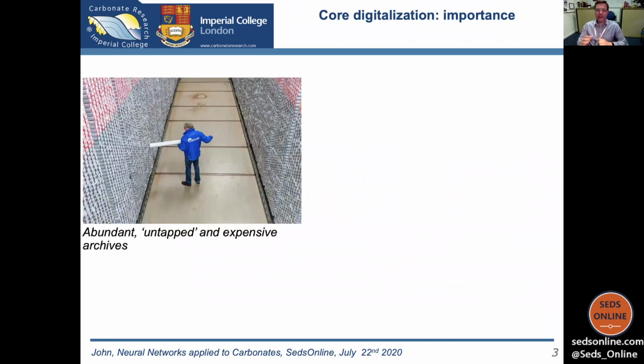So more specifically, I'm going to talk about core digitalization. Why is core digitalization, in my opinion, important? Well, if you look at an IODP core repository here, we have an abundant record of cores that were taken at very high price from the seafloor. Some of those cores become famous, they're the superstars, and everybody talks about these specific cores, but a lot of them go basically ignored and stored in a repository and never looked at ever again. So it's almost like an untapped resource, and it's a very expensive archive.